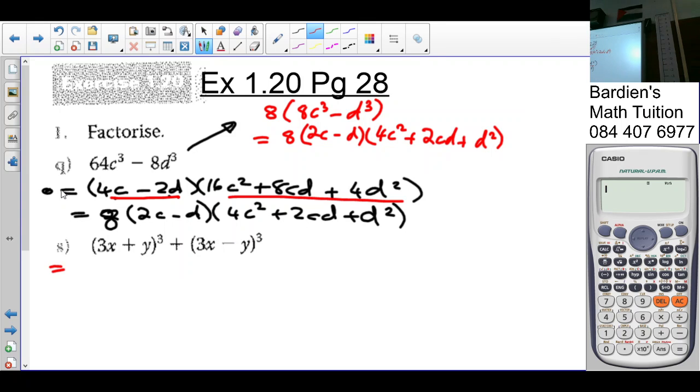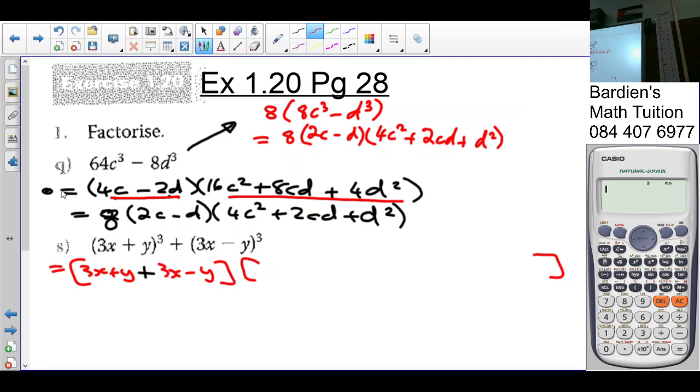People, what is the cube root of 3x plus y all cubed? 3x plus y. Okay. What is the cube root of 3x minus y all cubed? 3x minus y. Is there a minus between it? So this is going to be the difference of 2 cubes. You see that? So the cube root of 3x plus y all cubed is going to give you 3x plus y. The cube root of 3x minus y cubed is going to give you 3x minus y.